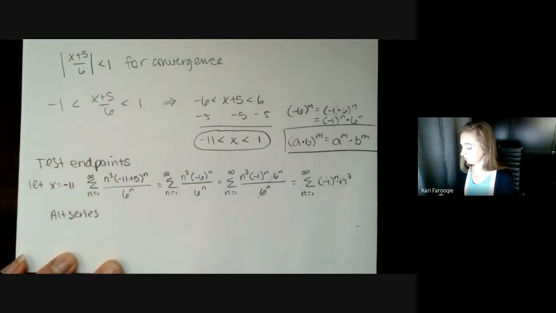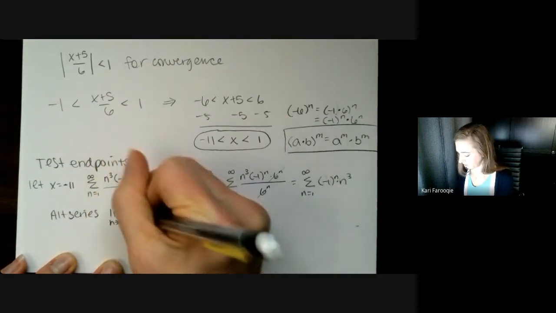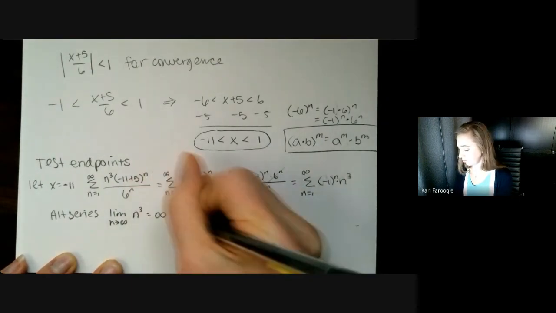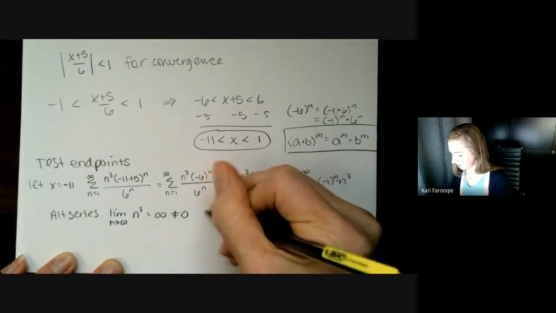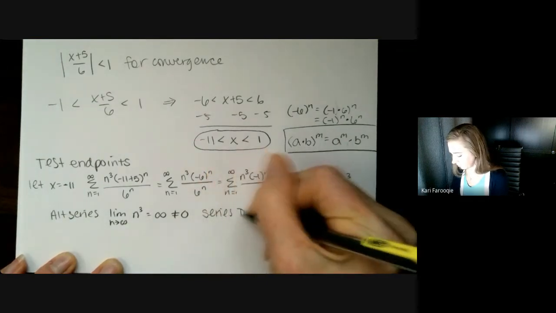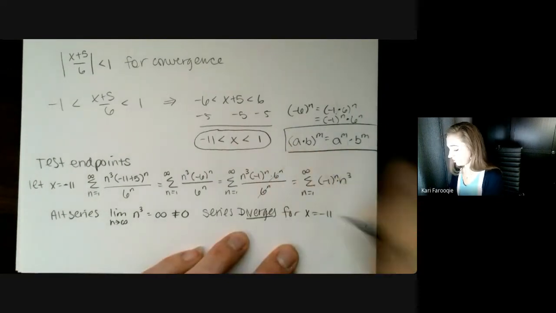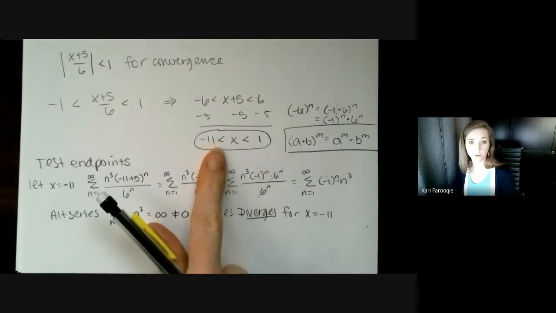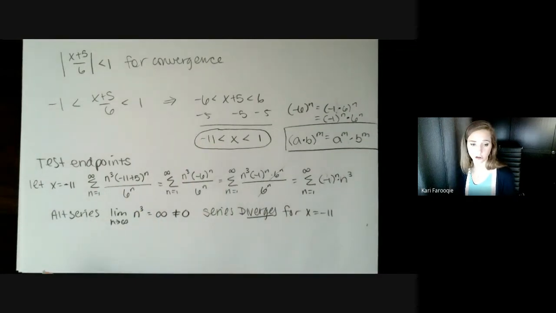The first thing you do with an alternating series is you take the limit as n approaches infinity of a sub n, and you see if it's equal to 0. Well, in our case, it's not equal to 0. It's equal to infinity. So you would say that the series diverges for x equals -11. Now, that has no bearing on what we've done so far. All this is saying is that we can't include -11 in the convergence.